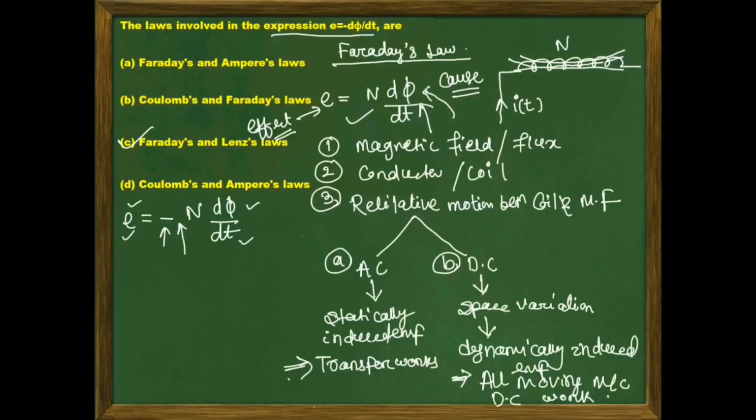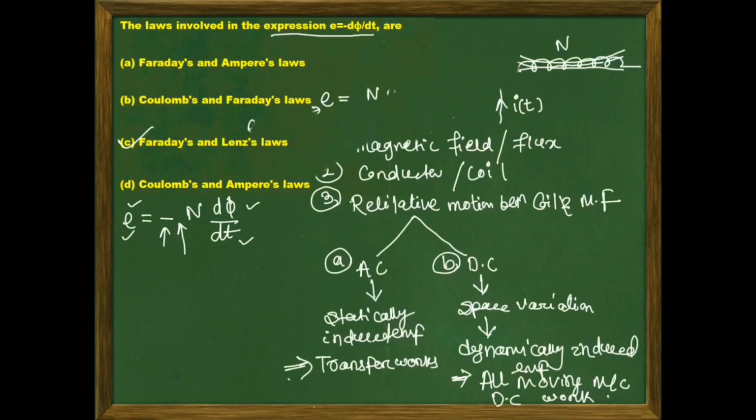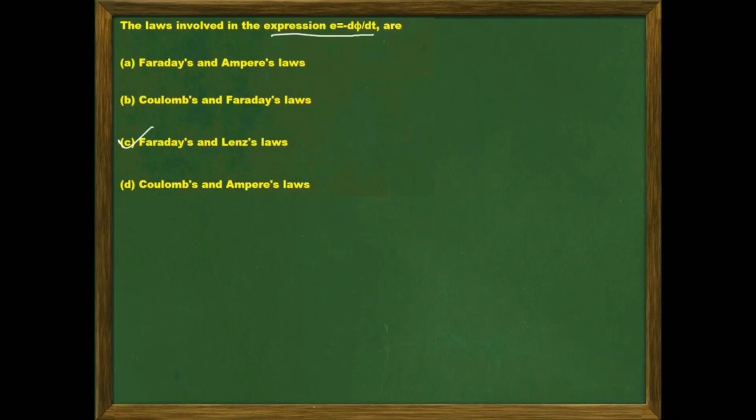Now let's discuss what Ampere's law is. Ampere's law is basically used to find the magnetic field intensity due to a current carrying conductor, and it states that the line integral of magnetic field intensity, that is H, along a closed path equals the current enclosed by or passing through this path.